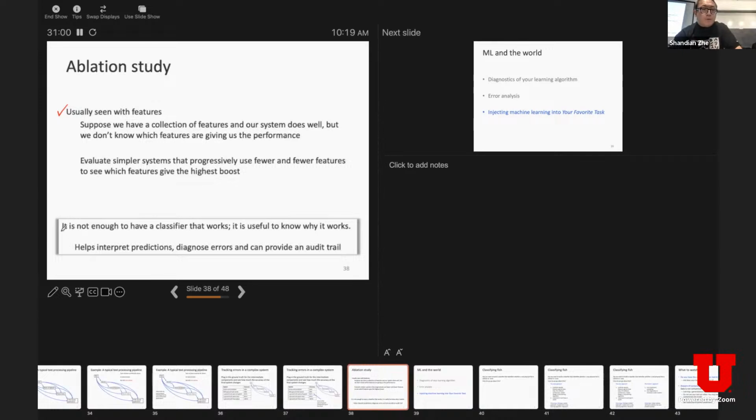So to summarize, it is not enough to have a classifier that works. It is useful to know why it works. This is actually the secret, the business secret of those big companies.